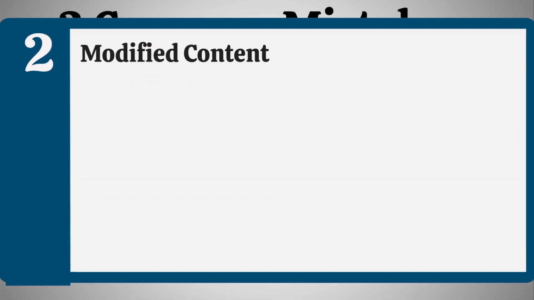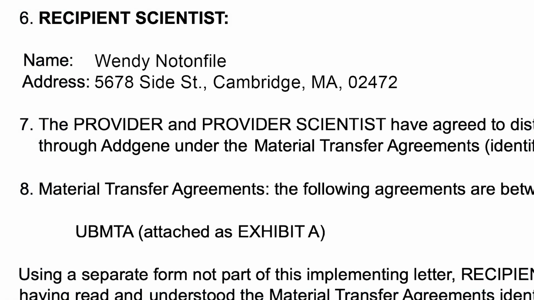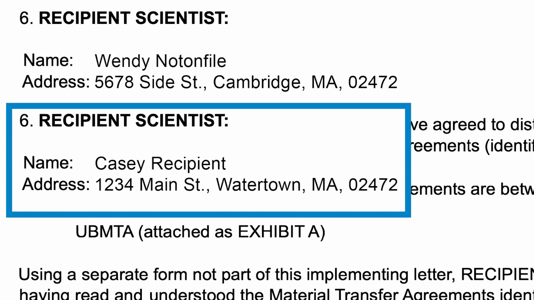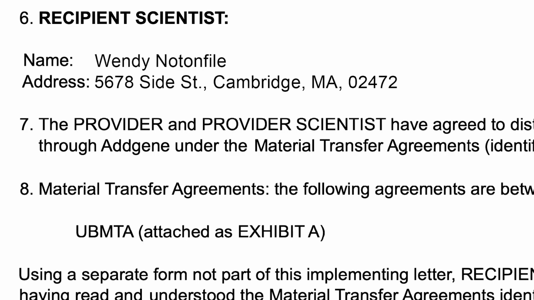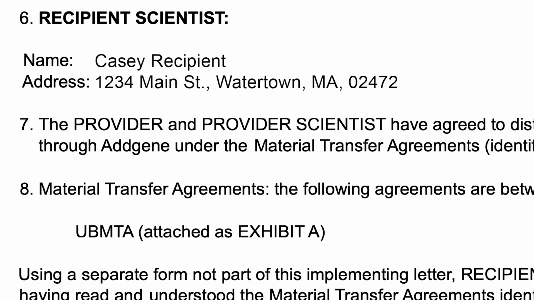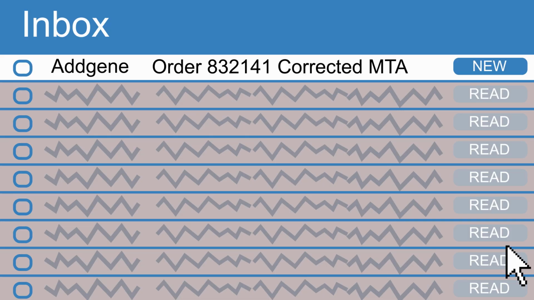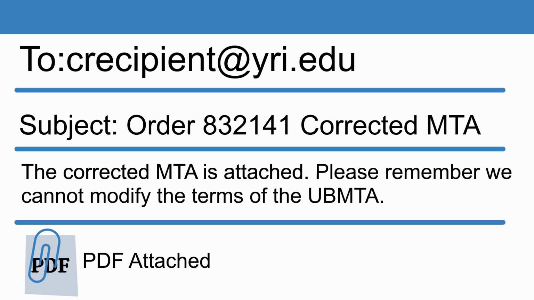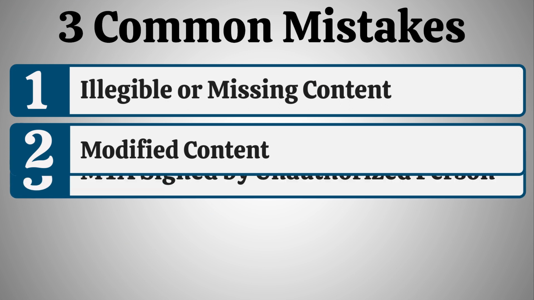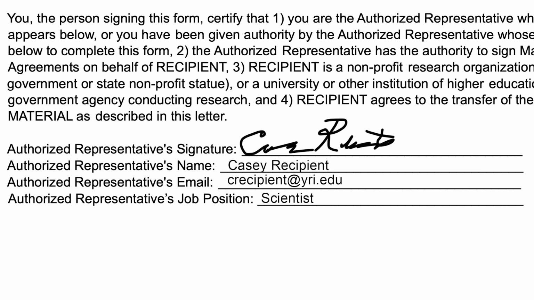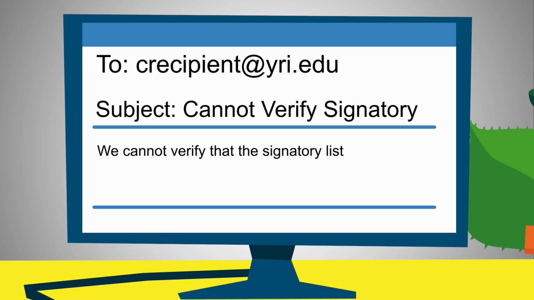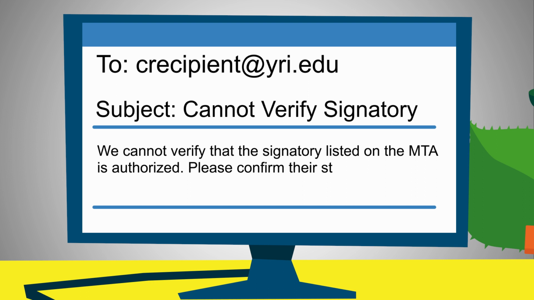Second, content that is modified from what's on record. If content in the submitted MTA varies from the information in our records, we'll ask you to verify which information is correct. We can then make modifications to the names or addresses on your MTA and send you a corrected copy. Please note that Addgene cannot modify the terms of the UBMTA. Third, the MTA is signed by an unauthorized person. If we cannot verify that the signatory listed on the MTA is authorized, we'll ask you to confirm this person's status or to forward the MTA to the proper person.